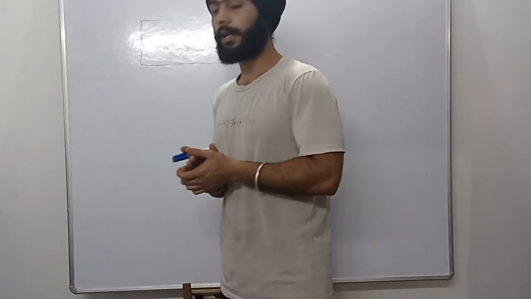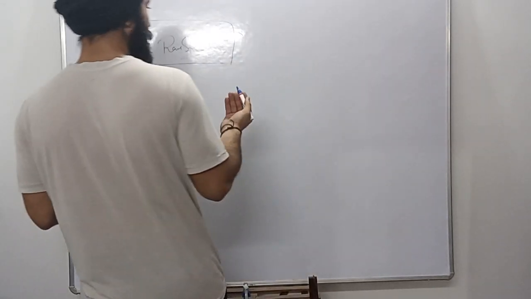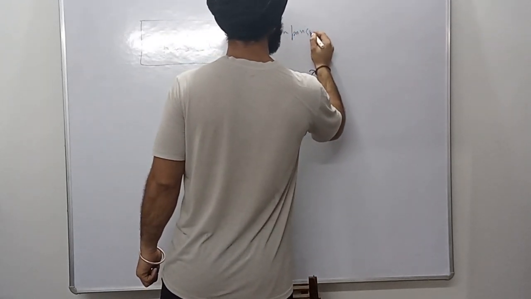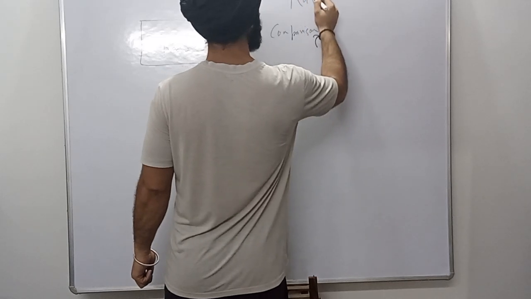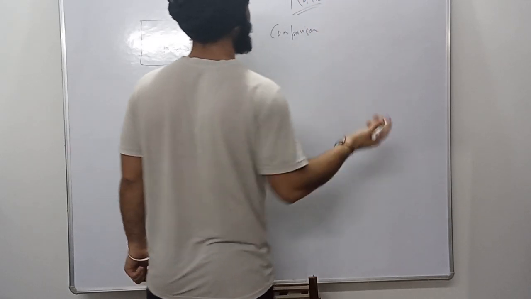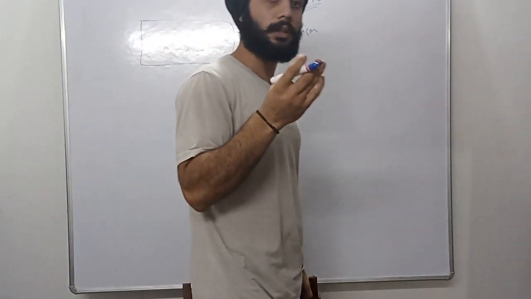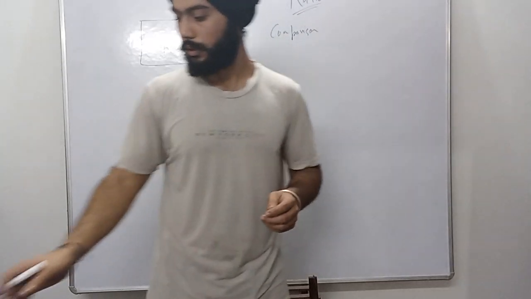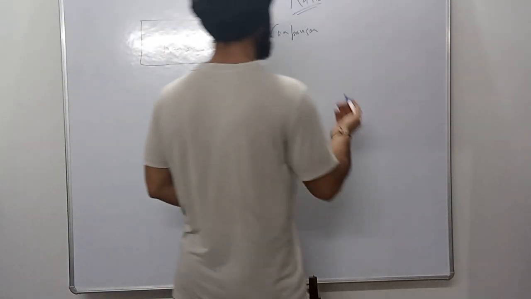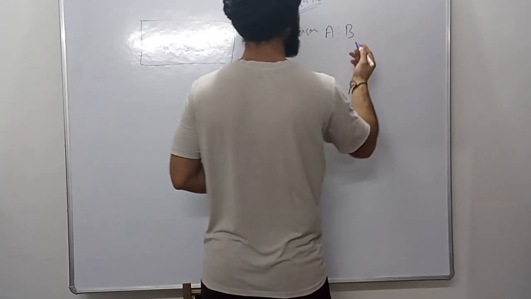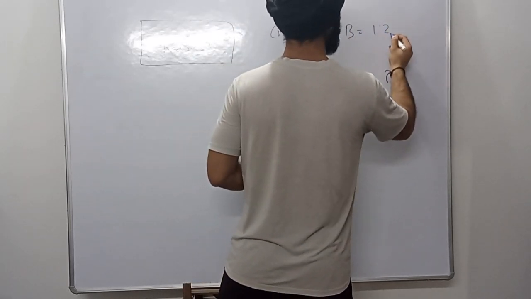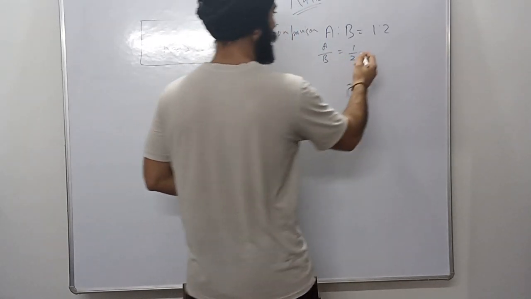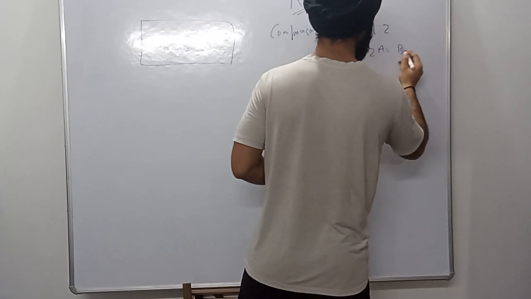So what are ratios? Ratios are a comparison. I'm not going to write any questions. I'm just going to give you the instructions of what the question says, and we will continue with the answer. So comparison, like A ratio B. A ratio B is equal to 1 ratio 2. It means A by B is equal to 1 by 2. So twice of A is equal to B.